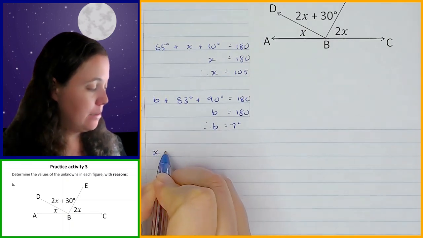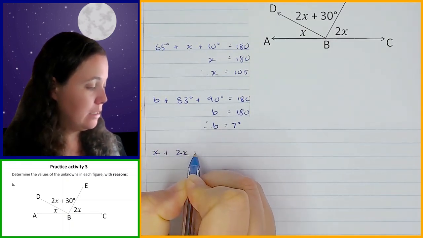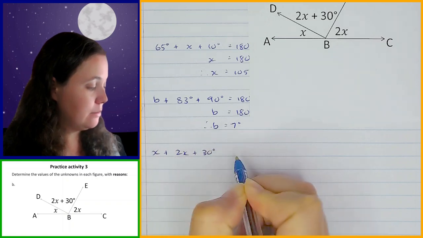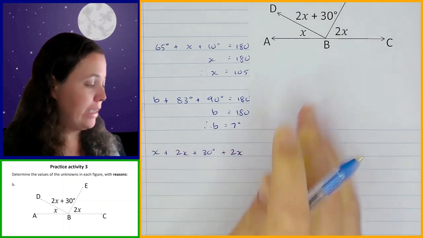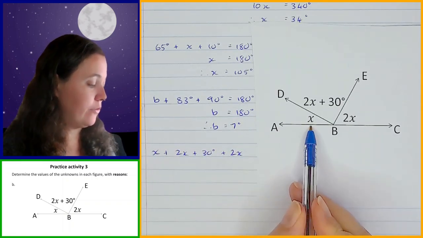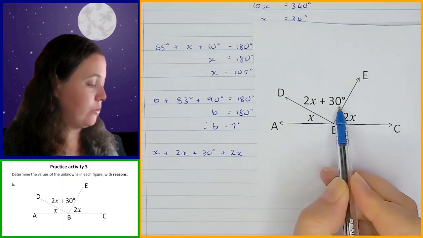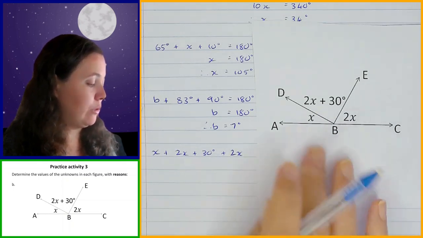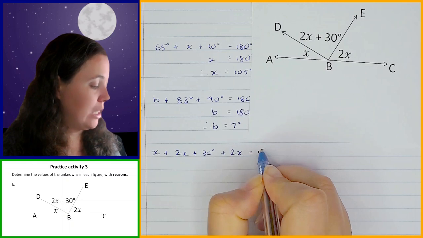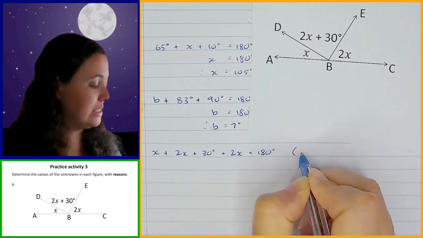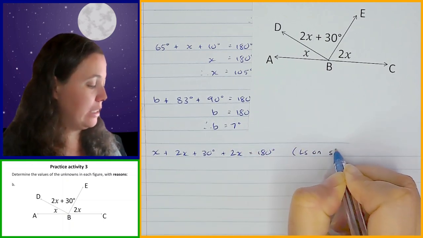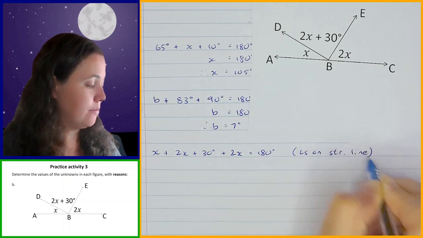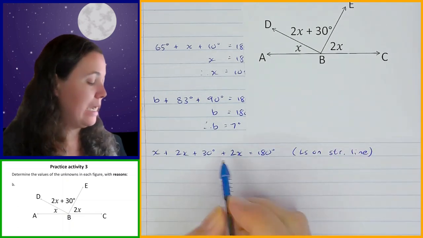So x plus 2x plus 30 degrees plus 2x. So I've got over here, x is that one over there, 2x plus 30 is this one over here, and 2x is that one. And they must all add up to 180 degrees. And my reason is angles on a straight line. Okay, so now that I've got that, I can go and solve for x.